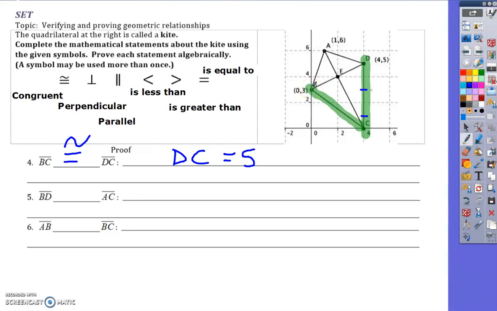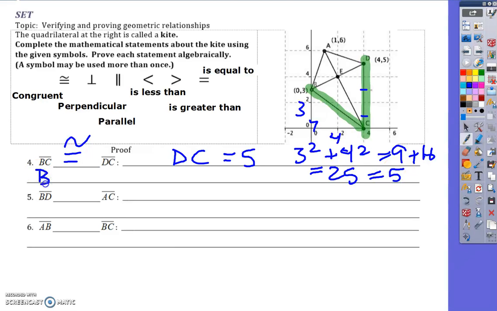So this length is 4 and that length is 3, and I'm going to do the Pythagorean theorem. So 3 squared plus 4 squared equals the side I'm trying to find. So that's 9 plus 16, which is 25. So that's 5. And so BC is 5.